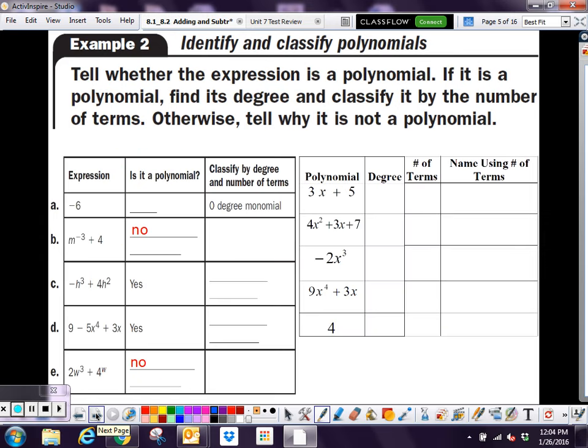All right, this says, tell whether the expression is a polynomial. If it is a polynomial, find its degree and classify it by the number of terms. Tell why it is not a polynomial. Okay, we're going to skip some of this. We're not going to do all of this, but I'm just going to point out a few things.